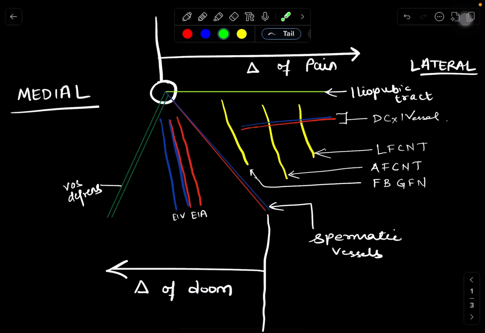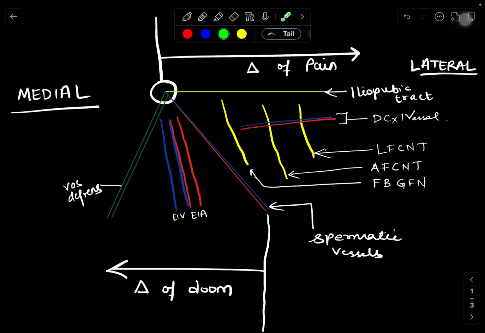Now let's discuss the laparoscopic anatomy of the inguinal canal. First, let's understand why the laparoscopic anatomy is different. This is because in laparoscopy, we see things from inside out, but in open hernia repair, things are seen from outside in.